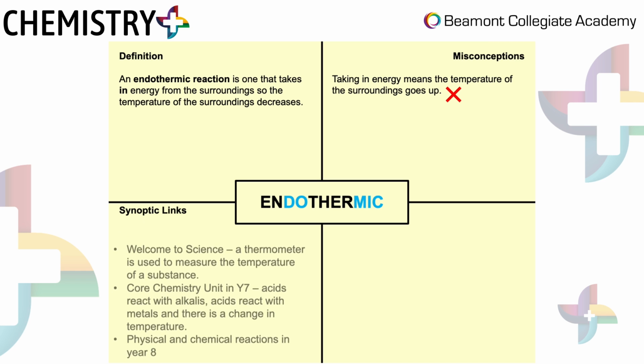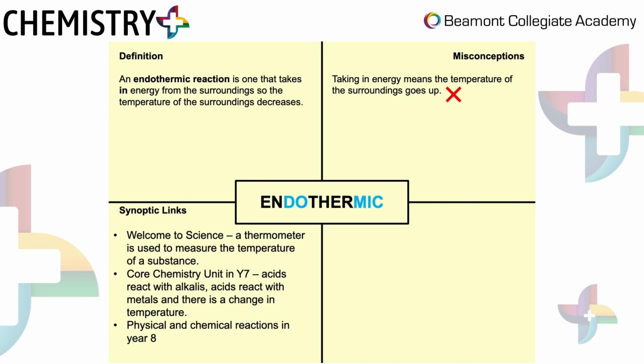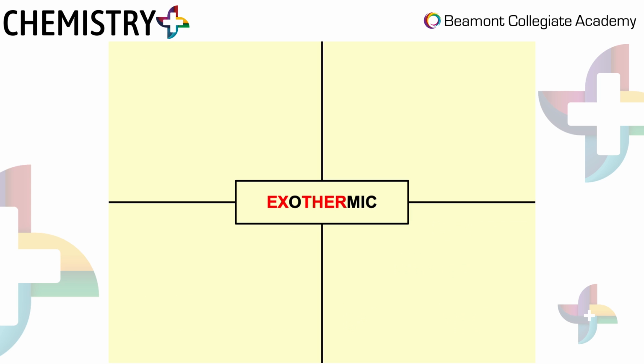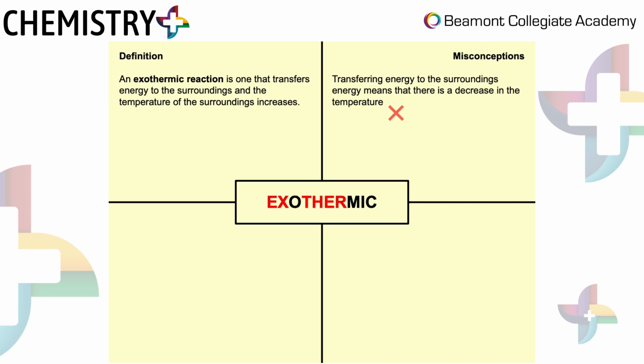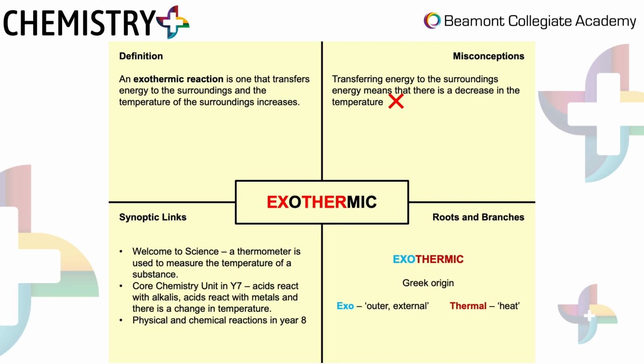There are often misconceptions surrounding these words, so please be careful. We've been looking at this topic since year 7. However, the focus in 10 and 11 has been on energy profile graphs and bond energy calculations. Another word is exothermic. Exothermic reactions transfer energy to the surroundings. Remember, exo meaning outer.